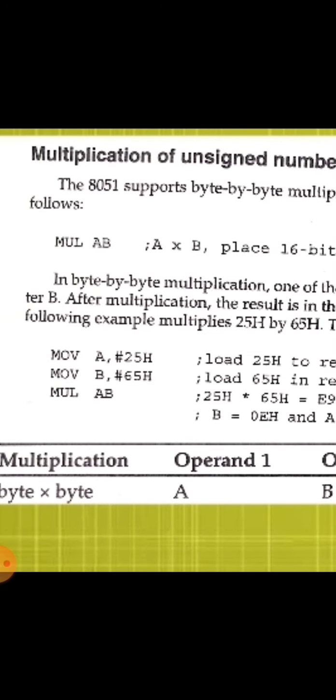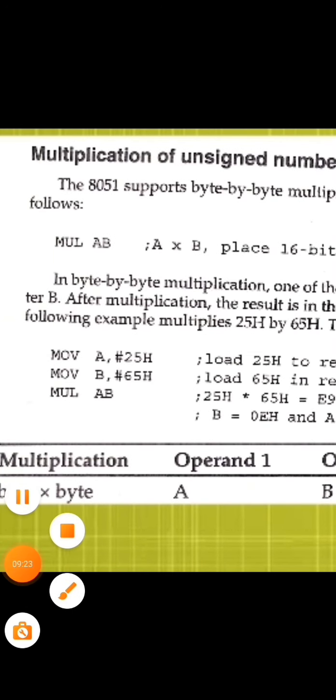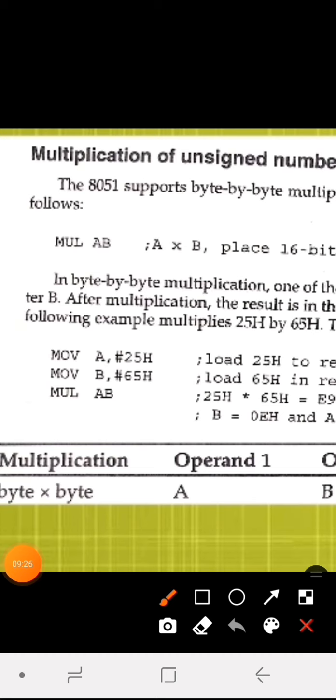First we will take multiplication. The syntax for this is MUL AB. So A into B, the result you will be getting is a 16-bit result which will be stored in B and A. So A will be holding the low byte and B will be holding the higher byte.